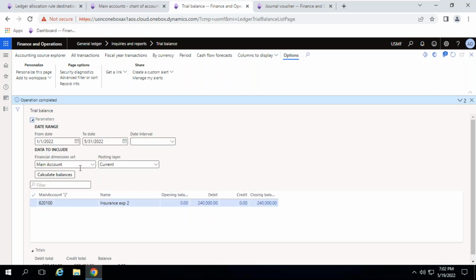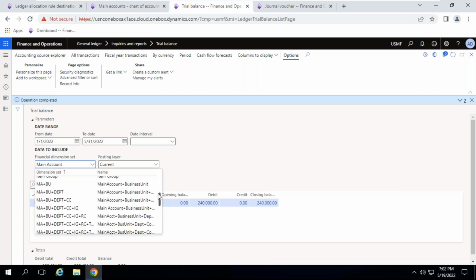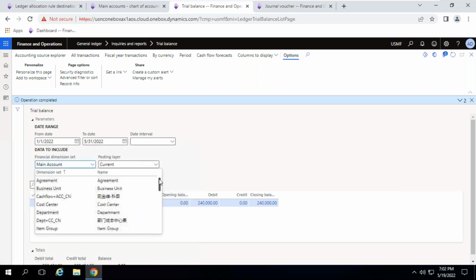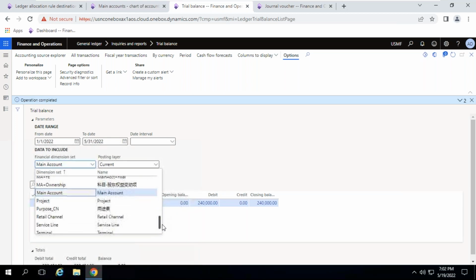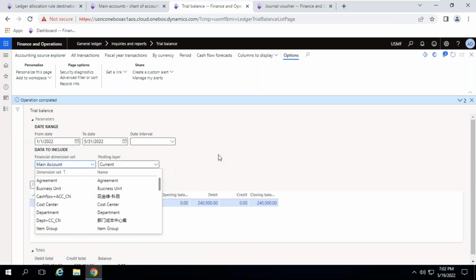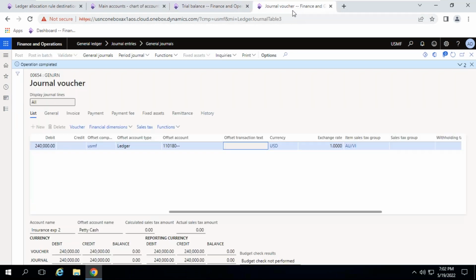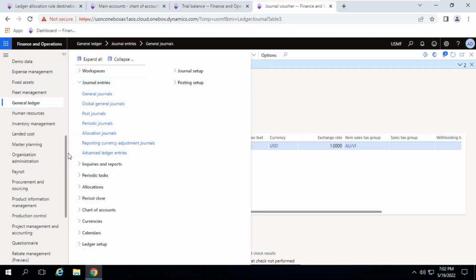Now, if I am selecting main account plus department, it is not there. Okay. So dimension set, it is not there. Let me create dimension set. Let me go to dimension sets. General ledger, collapse all.